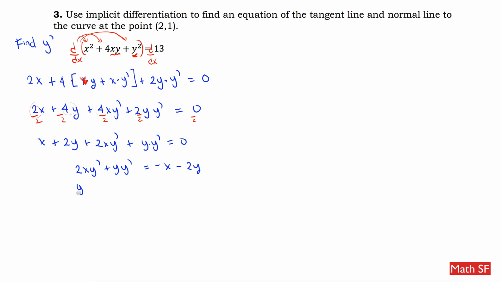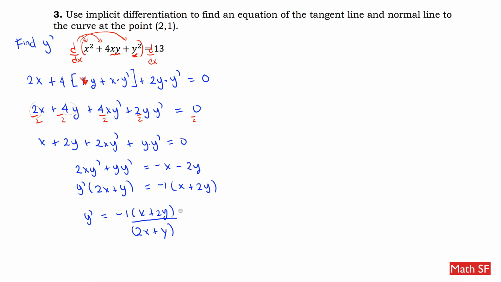Now here we're going to factor the y prime. Once you factor y prime, you get 2x plus 1, equals, well, I'm going to factor the negative 1 here, so x plus 2y. Then I'm going to divide by the same quantity there. So you have y prime equals negative 1 times x plus 2y over 2x plus y.